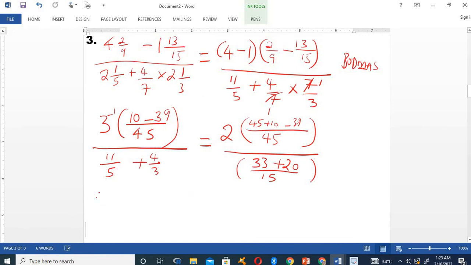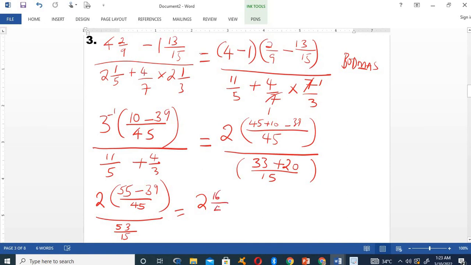Okay, let me come over here. So I have 2. So if I add, I have 55. Okay, minus 39 over 45 for the numerator. Then below, I'm going to have 53. Okay, 53 all over 15. So if I tidy up my numerator, I'm going to have a 2 whole number. So subtracting, I have 16 over 45.